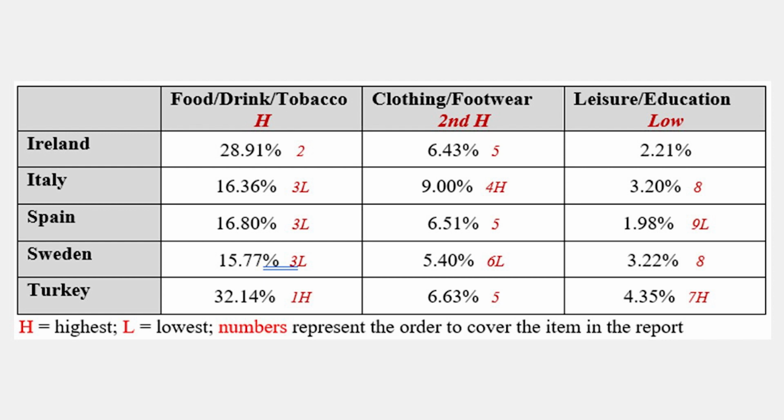Then I'm going to separate my data by the categories of expenditure. So that means I'm going to have a paragraph for food, drink, tobacco, another one for clothing and footwear, and another one for leisure and education. This makes sense, right? Because if I take the other option of going by country, I'm going to need 5 paragraphs, and 5 paragraphs is too many, right?